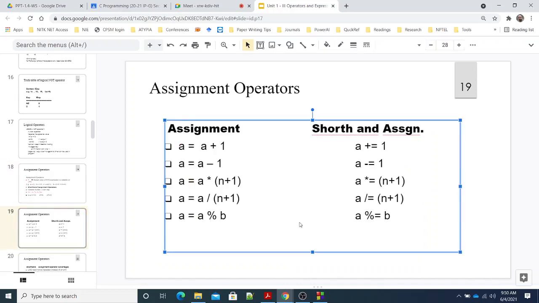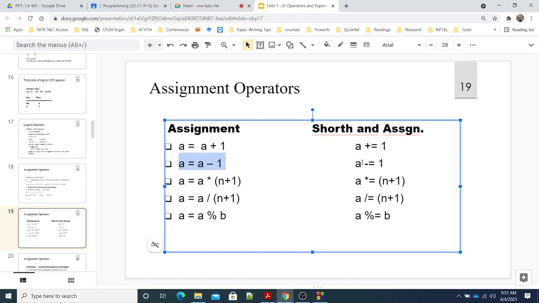I can show you a set of examples here. Here I have used the normal assignment operator, a is equal to a plus 1. This is the RHS part. This is the LHS part. And the LHS variable is appearing in the RHS also. So this can be written as a plus equal to 1. The effect of this as well as this will be the same, except that this expression is concise.